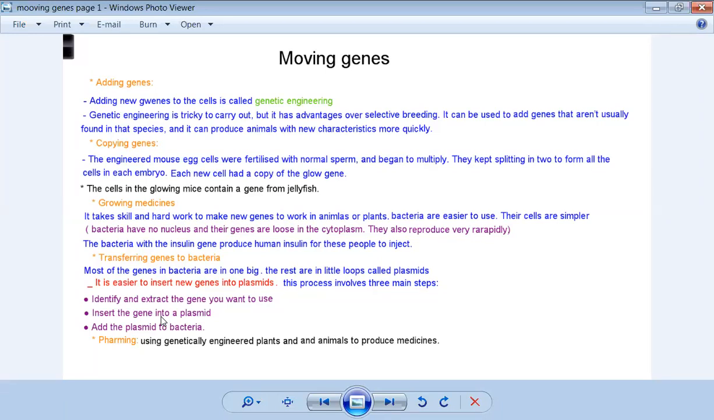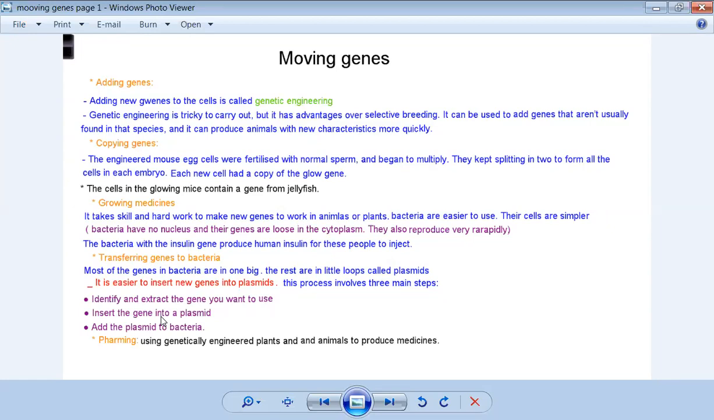Transferring genes to bacteria. Most of the genes in bacteria are in one big loop and the rest are in little loops called plasmids. That's what we were seeing now. It's easier to insert new genes into a plasmid. The process involves 3 main steps. As we said, the one big strand is complicated to add genes to, but with these plasmids, it's easy to cut a gene from human insulin and add it to the plasmid to complete the loop.